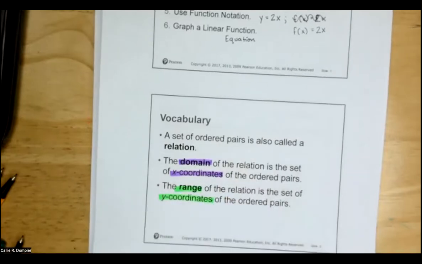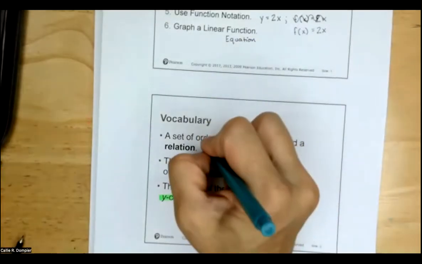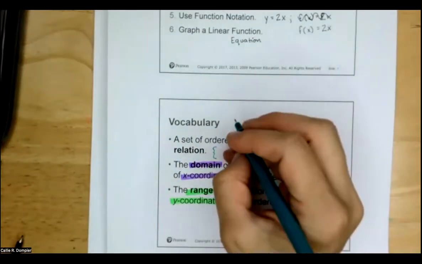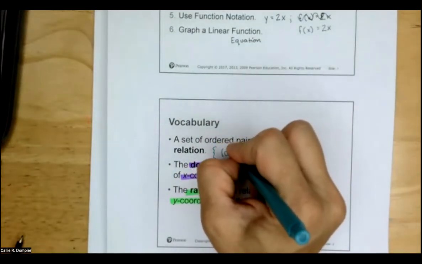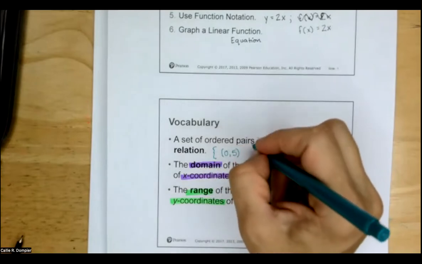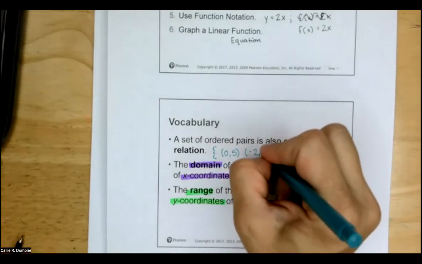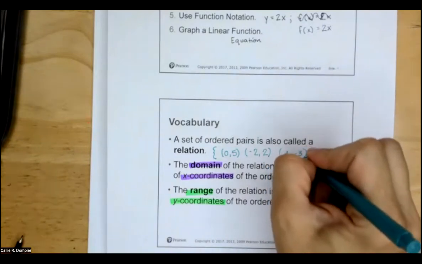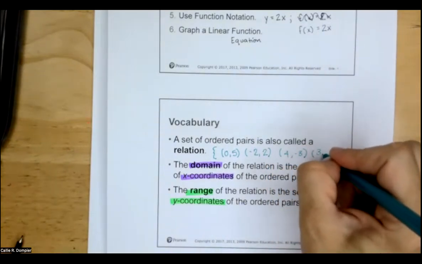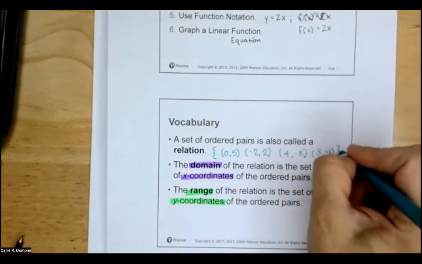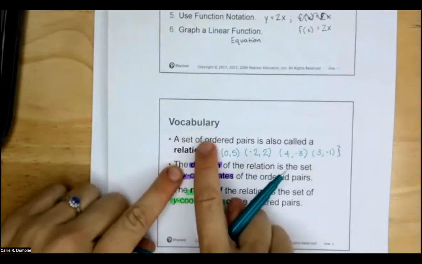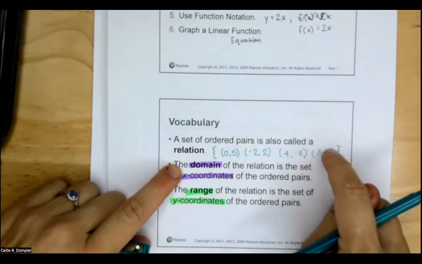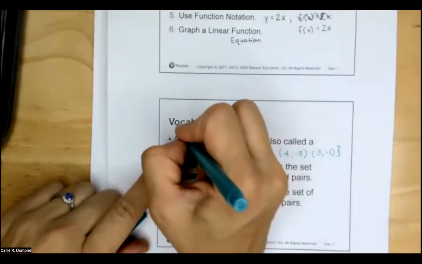Okay, so I'm going to give you an example right now. That just means set. So in the set, I'm going to use the points 0, 5, we can use anything, -2, 2, 4, -3, and 3, -1. All right, these are a set of ordered pairs. Each of these is one ordered pair, and a set just means there's more than one.